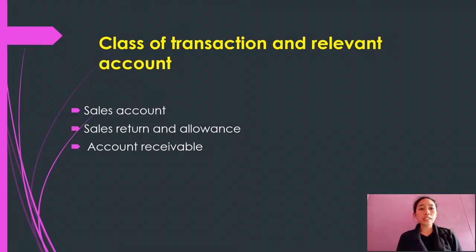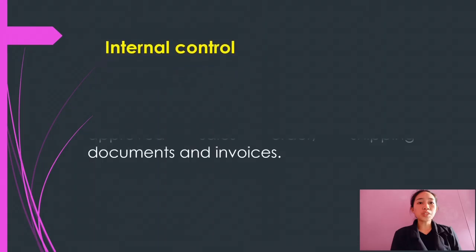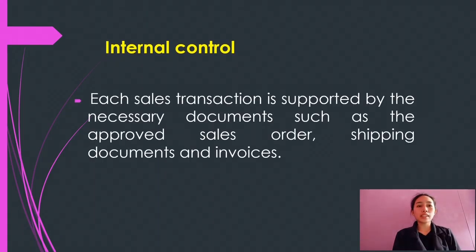The class of transaction and relevant accounts related to this assertion are sales account, sales return and allowance, and account receivable. For internal control, each sale transaction is supported by the necessary documents such as the approved sales order, shipping document, and invoices.